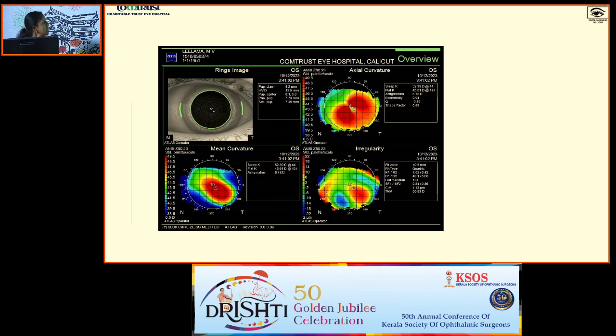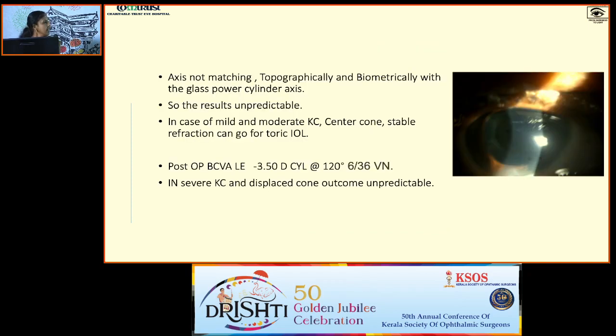So here the patient's topographic and biometric axis was the same, but the refraction showed a different axis. In such patients, we can implant a toric IOL with a word of caution, telling them they can have lesser spectacle dependence, but we cannot predict the outcome in such cases. Thankfully, the patient herself requested me to go for a monofocal only, and she didn't want a toric IOL. And the post-op axis was again different.